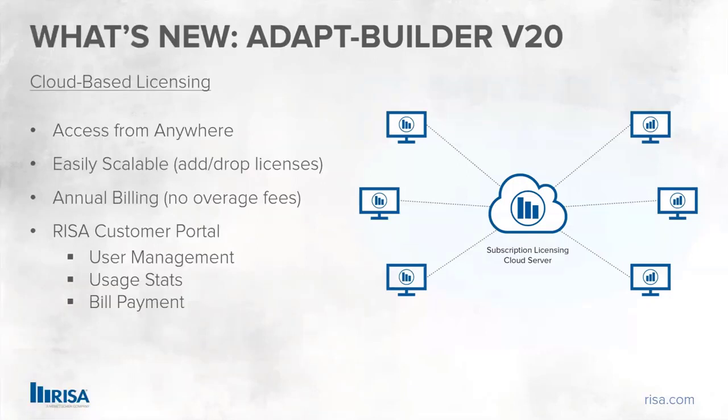Let's now talk about some of the features and enhancements in Adapt Builder version 20 that will improve your overall experience. First, we have now implemented cloud licensing. This flexible and scalable licensing setup allows you to easily access your licenses anywhere and is billed annually. The customer portal on our website allows you to manage these licenses, such as grant or remove access to your users, usage monitoring, as well as pay your annual renewal.